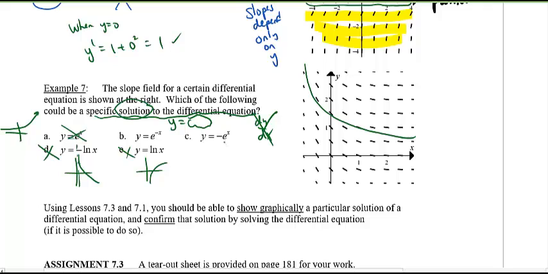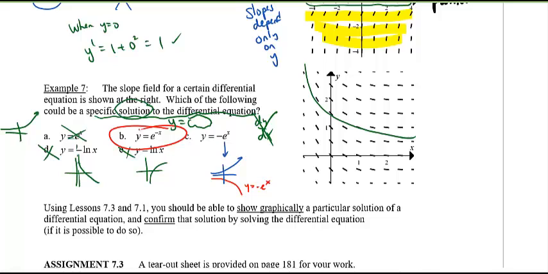If I look at the equation y equals negative e to the x, e to the x is a graph like this. Negative would be taking a reflection of this graph in the x-axis. That would be like that. That doesn't look like the graph either. And so if you chose B, you are correct. Okay.